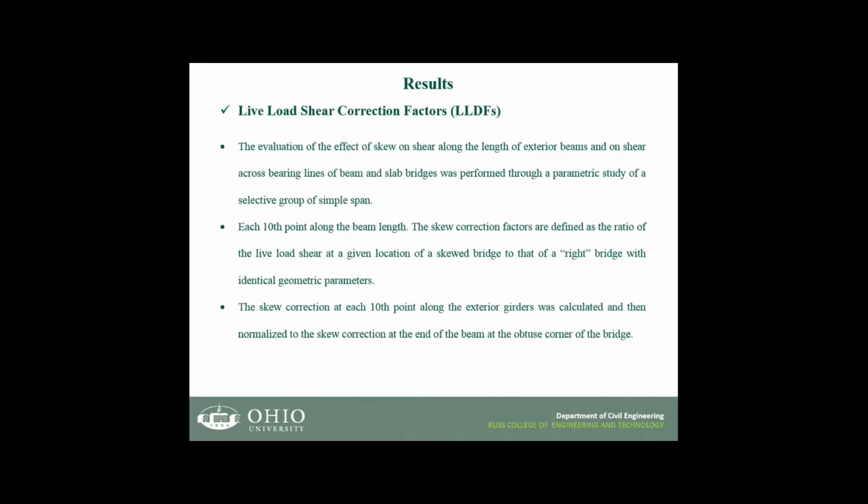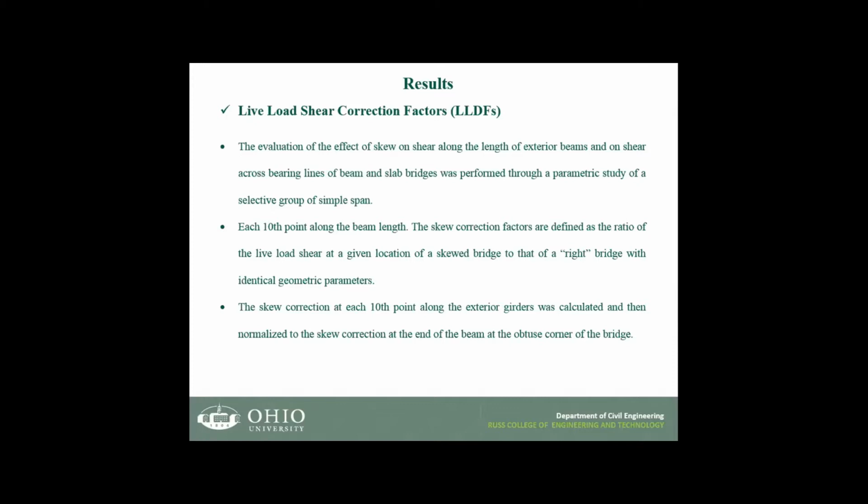Then we normalized it for the correction at the obtuse corner, which means we calculated how much the shear is along the exterior beam for the skew bridge. If we go to the support at the obtuse corner, this is how much the shear is. For example, say 25 kip is the shear at the obtuse corner for the bridge with the skew angle. And then we compare this value with the value at the same location for an identical bridge when it is non-skew.